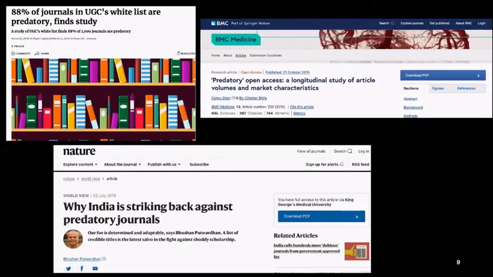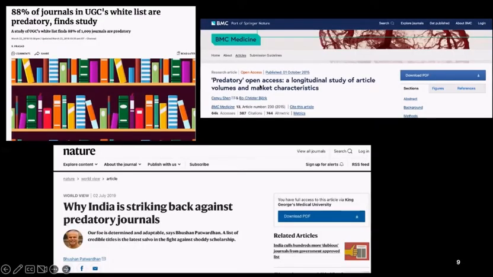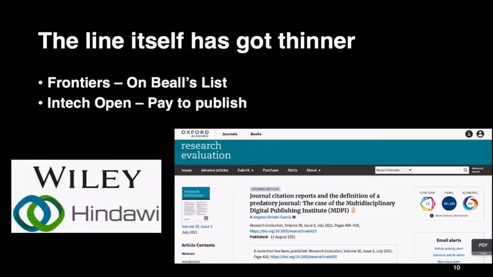The UGC, the University Grants Commission, is a higher education body in India. They had a list of white journals. Then a study by the ex-vice chairman of the UGC found that 88% of the journals there were predatory. There was also a paper in BMC Medicine which basically said that one third of journals in India were predatory, and three quarters of all predatory journals were from Asia and Africa.